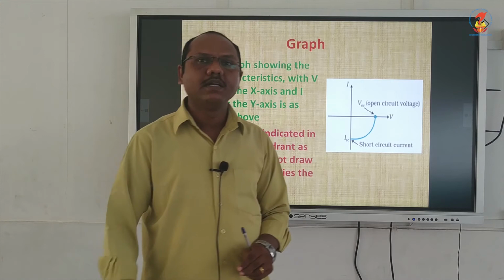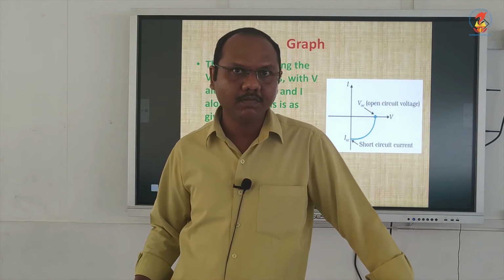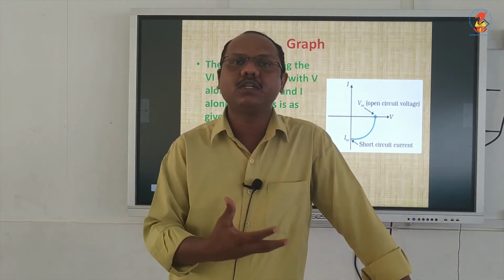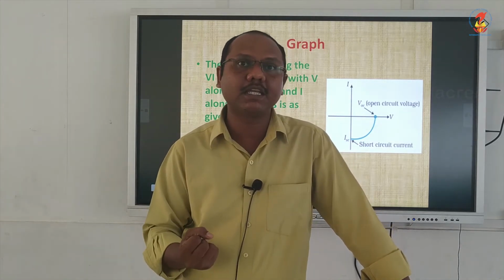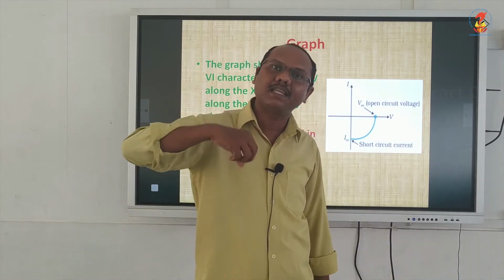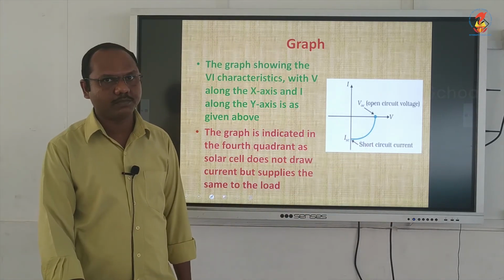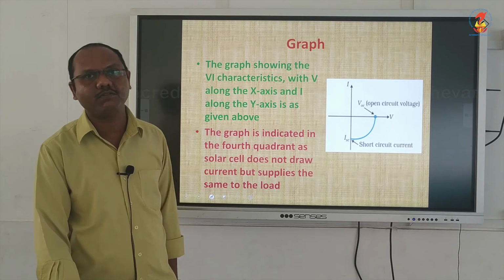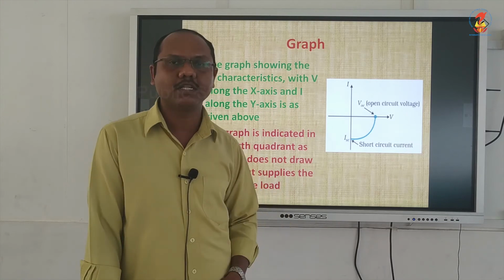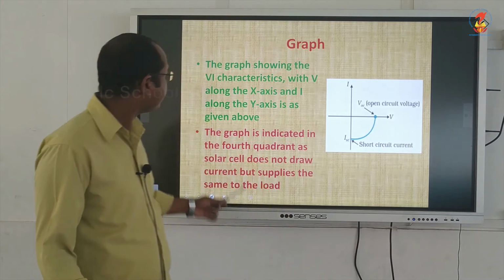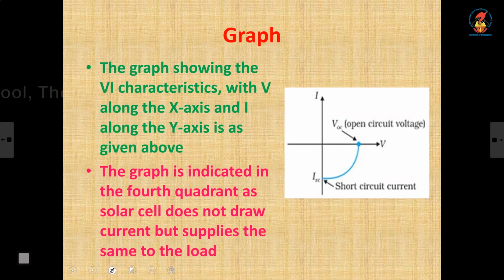It is because a solar cell does not draw any current from the circuit, because for its driving it does not need any external power source. Solar cell does not draw any current from the circuit, it generates and gives the current to the circuit. That is why the graph is in the fourth quadrant. So they can ask a question, why is the VI graph in the fourth quadrant? Because the solar cell gives the current to the circuit. Okay. So you can just write down this.